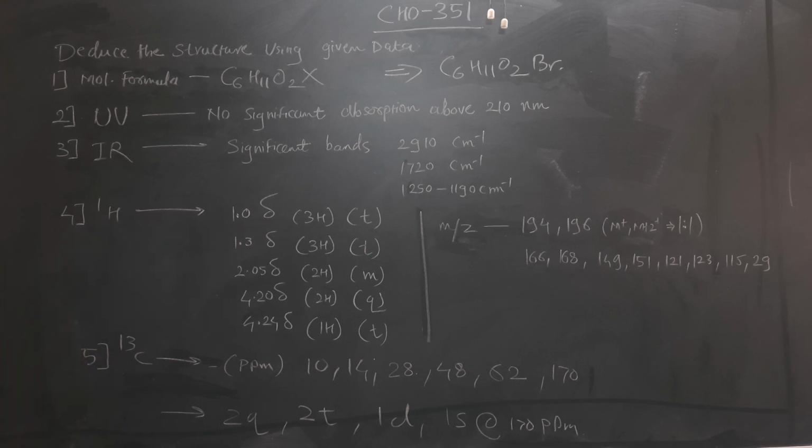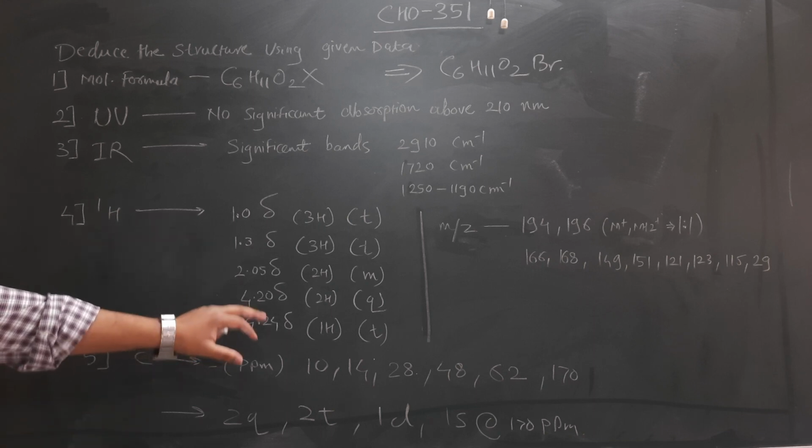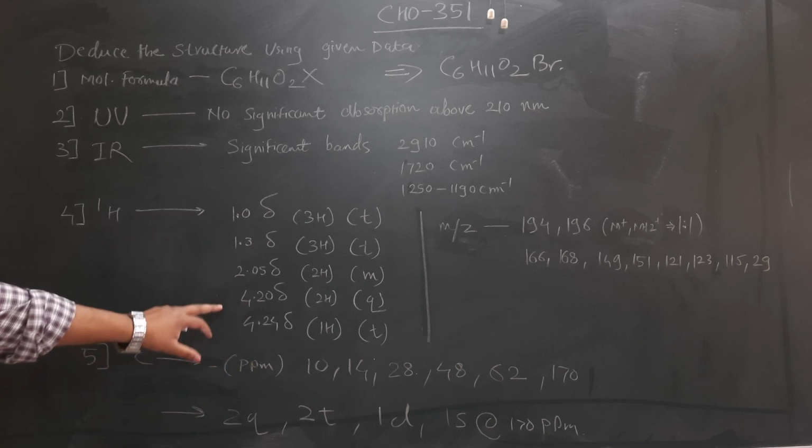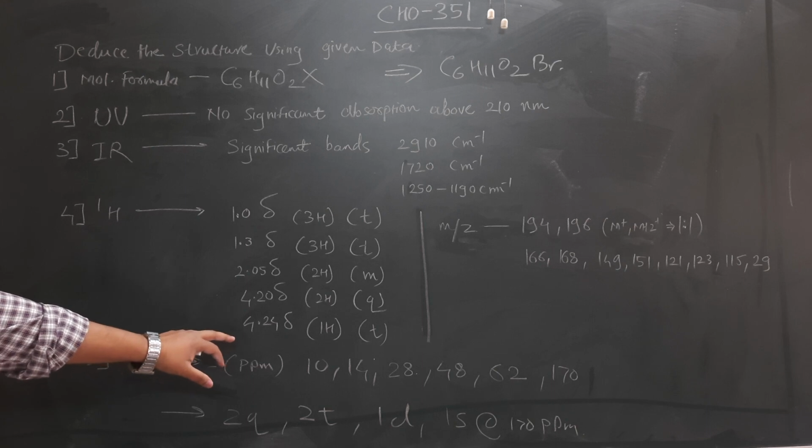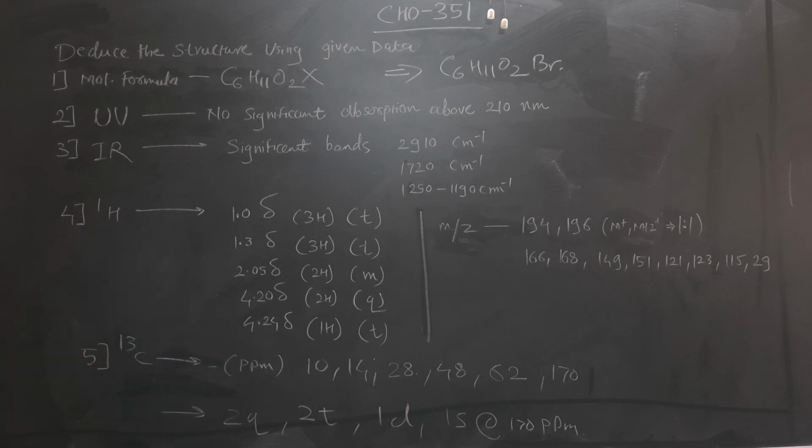In the H1 data, if you look, there are 2 methyls, both showing triplets. One is at 1 delta, the other is at 1.3 delta. There are 2 CH2 groups, one showing a multiplet at 2.05, the other showing a quartet at 4.20. This must be near an electronegative atom. And then one hydrogen signal at 4.24 showing a triplet. This is also near some electronegative atom or group.